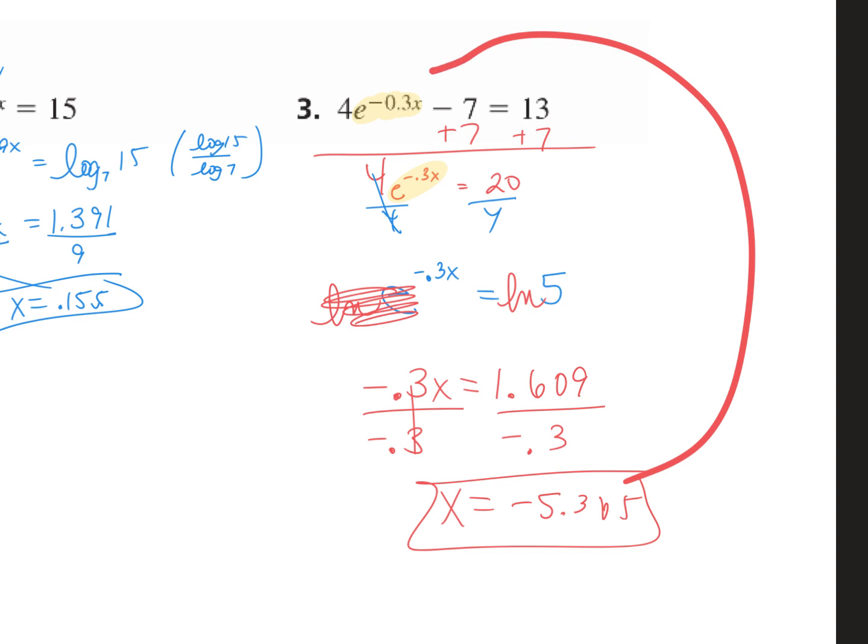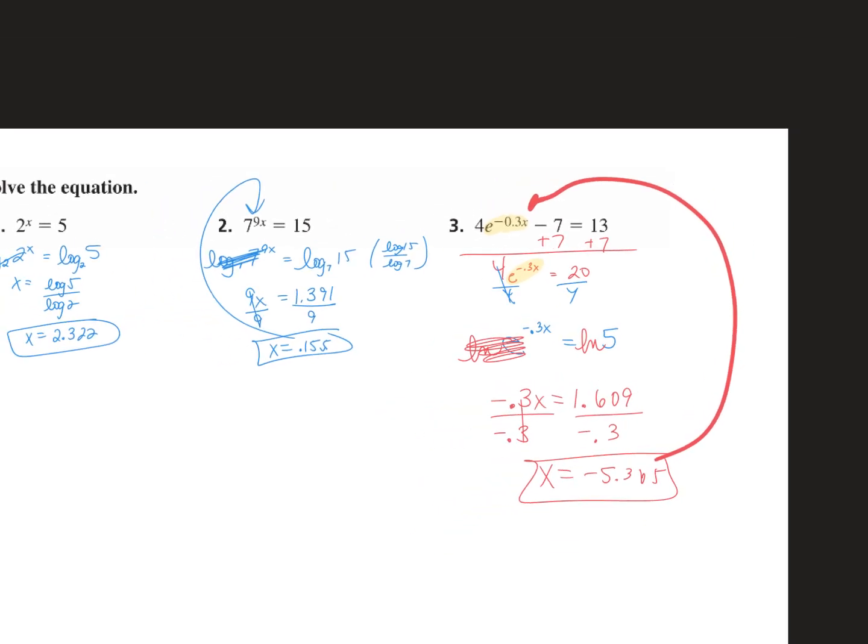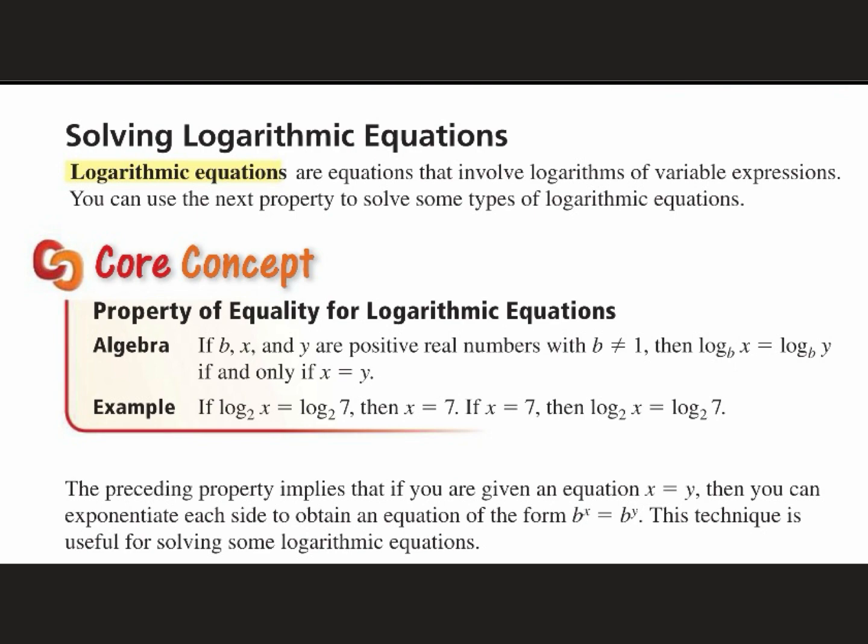I can put it right back in there. You guys could, in your calculator, hit 4 times e raised to the negative 0.3 times negative 5.365, minus 7. You should get something real close to 13. If I were you, I'd practice that this weekend. Just plug it in calculators.